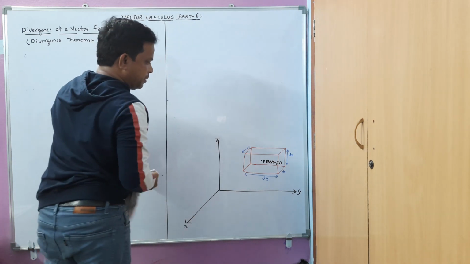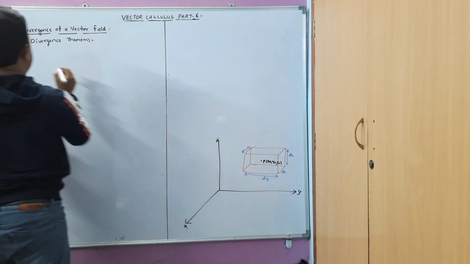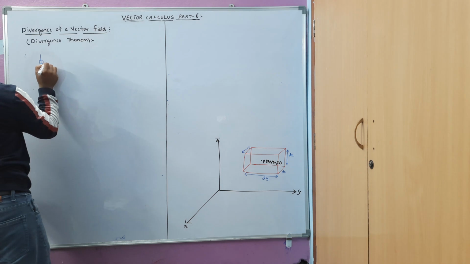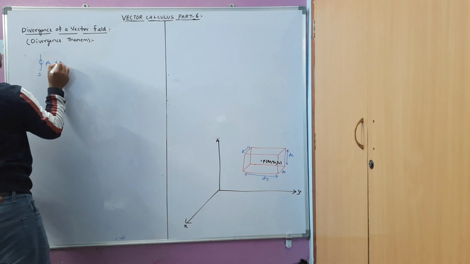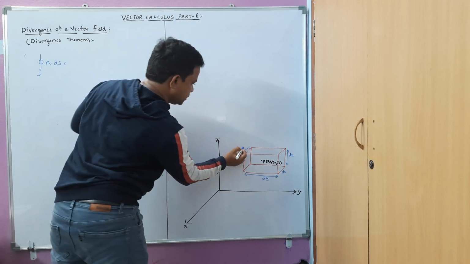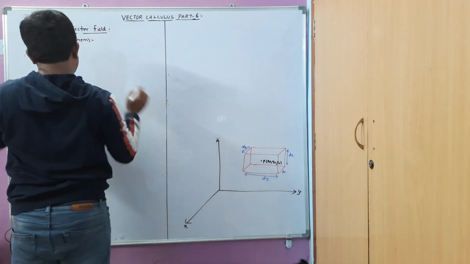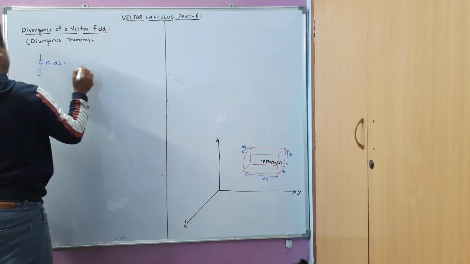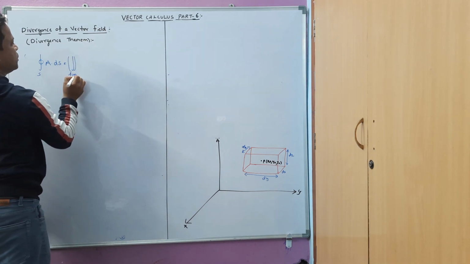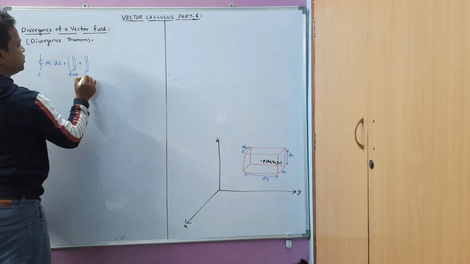So all of you keep in mind this diagram here. I am going to evaluate this surface integral. The formula is the surface integral of A dot ds, and we are having different surfaces, with dx, dy and dz. So we are going to have double integrals, front plus back.